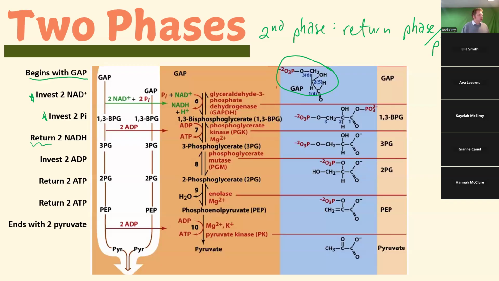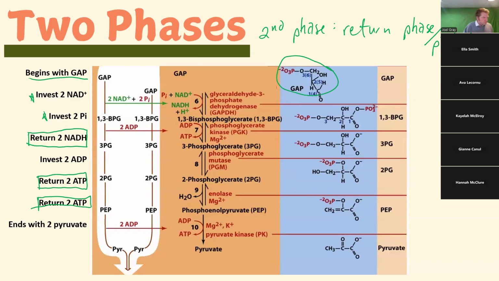We're going to return. I'm going to start focusing in on our return because that's what we really want to know about. We will return two NADH. We'll invest two ADP. We will return two ATP. And we're going to end with two pyruvates.